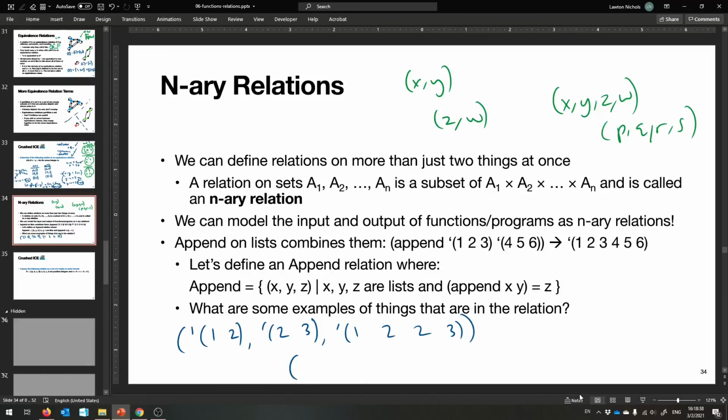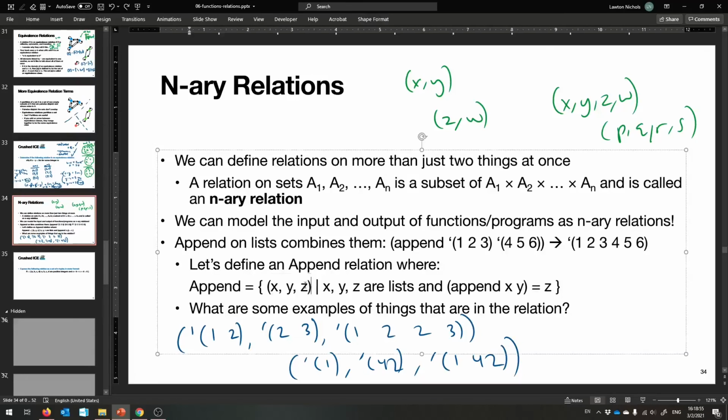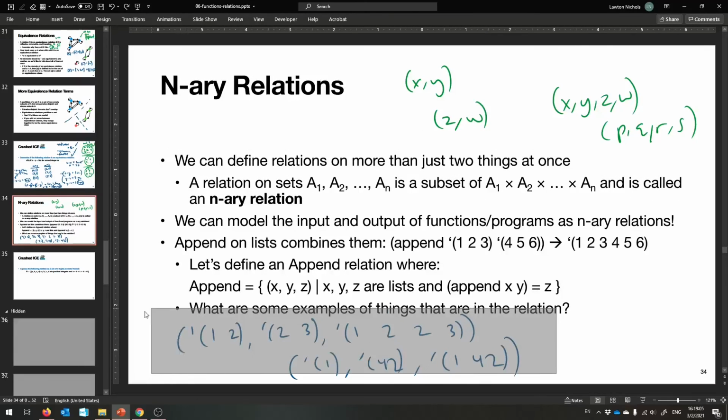Another one is, I don't know, you can have just 1 and just 42, and that gives you the list back 1, 42. So they would be in this 3-ary relation, yeah? It's not too bad. These 3 things are related in this way if they're lists and the append of the first 2 equals the third one, yeah? So this is how you might want to use relations later.